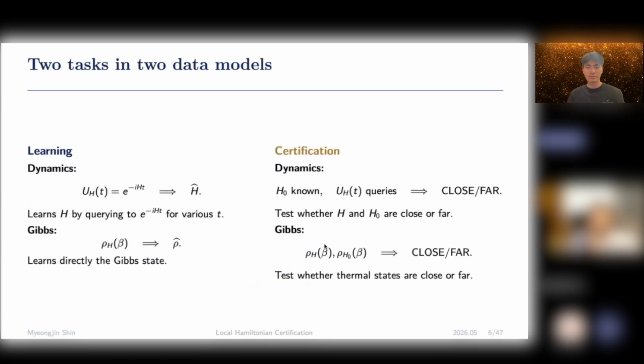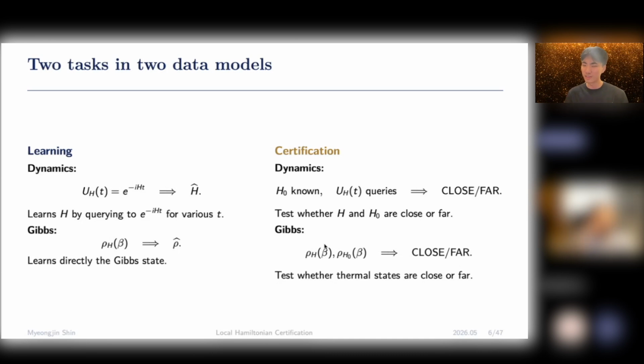Yeah, so let's get back to our work. As said, we're going to do 2 tasks in 2 different data models. First, we're going to learn in 2 models. The first is the dynamics model, as I said. We're going to learn the H by querying e to the minus iHt for various t's. And for the Gibbs state model, we kind of avoid learning the direct H. We try to directly learn the Gibbs state.